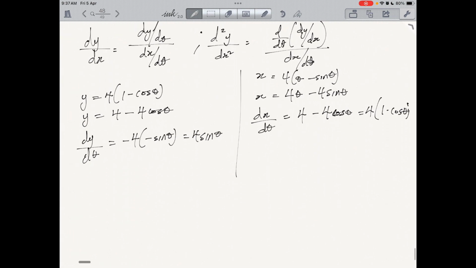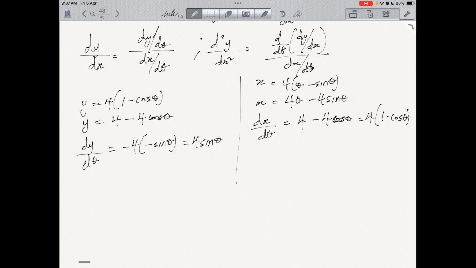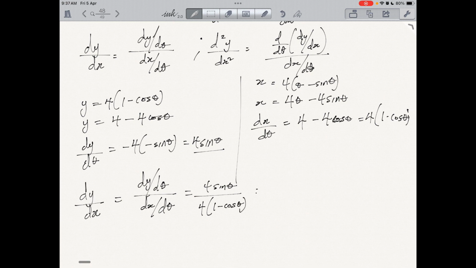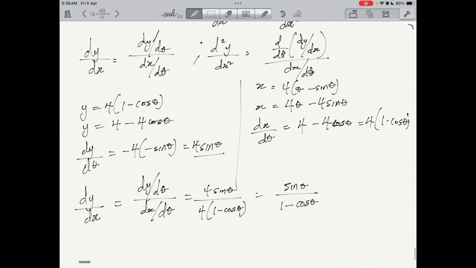Now, having evaluated dy/d theta and dx/d theta, let's then evaluate dy/dx, because dy/dx is dy/d theta divided by dx/d theta, and our dy/d theta is 4 sine theta, and our dx/d theta is 4 into 1 minus cos theta. Now 4 cancels 4 and we are left with sine theta over 1 minus cos theta. Now we are done with evaluating dy/dx.